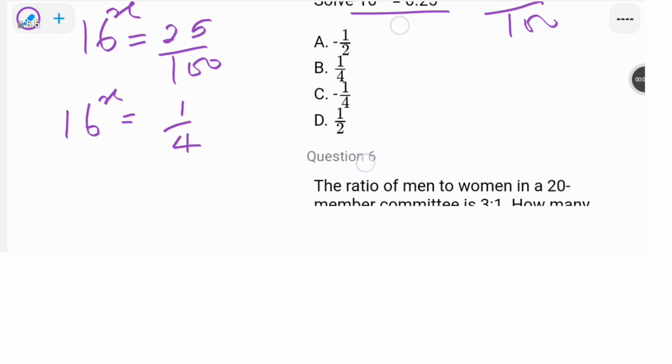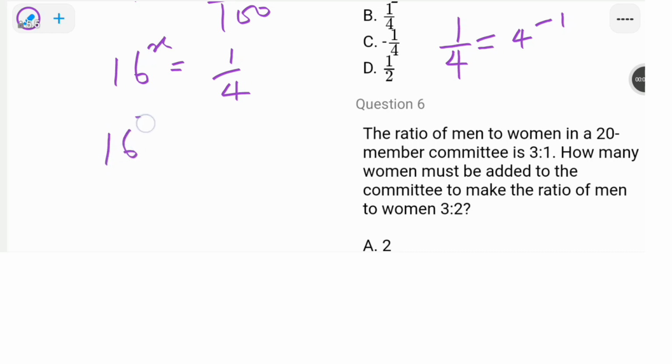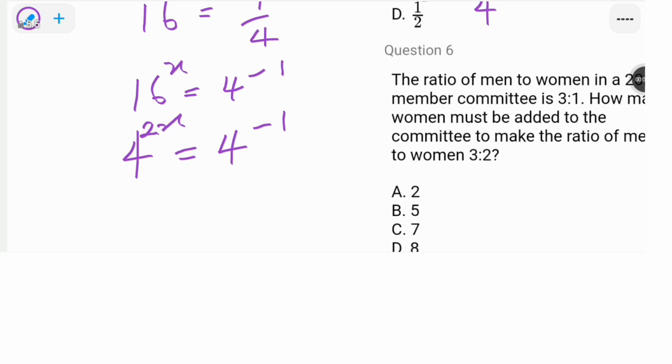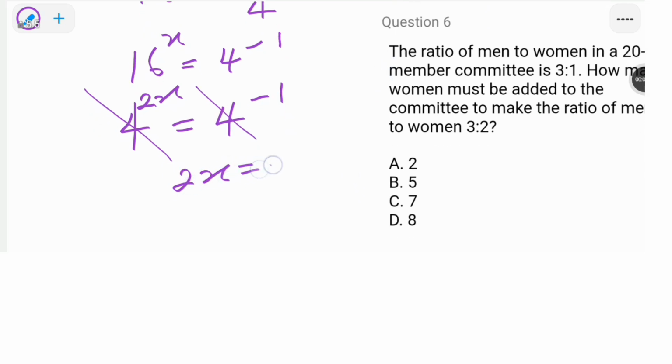Now you have to write 1 over 4 in index form. So when you have 1 over 4 like this, you can write it as 4 to the power minus 1. Okay, so that will be 16 to the power x is equals to 4 to the power minus 1. Then break 16 down. 16 is 4 times 4, that's 4 squared. So this will be 4 raised to the power 2, then there's x here. And the bases are the same. You can see the bases are the same. 4 will cancel 4. So you have 2x is equals to minus 1.